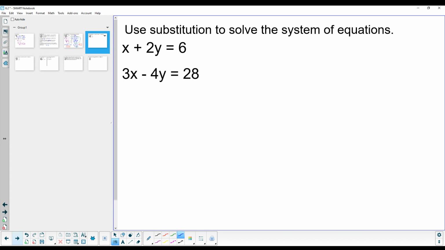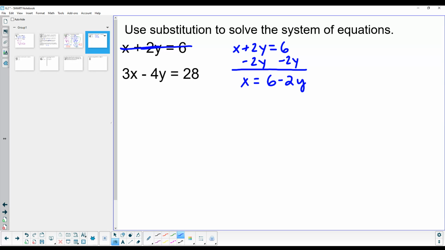We're going to take this top equation, x plus 2y equals 6. I'm going to solve it so it just says x equals. I can do that in one step by just subtracting 2y from both sides. x equals 6 minus 2y. And now I have a new top equation, so I'm just going to mark this out up here because I don't need it anymore.